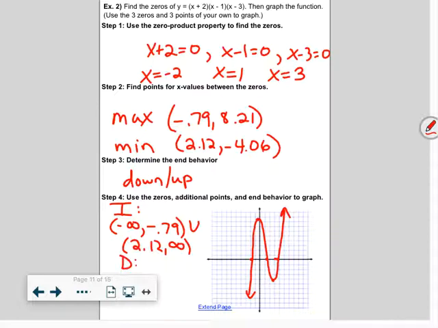Now it decreases from the max to the min. So the x value of the max is -0.79 to the x value of that minimum.